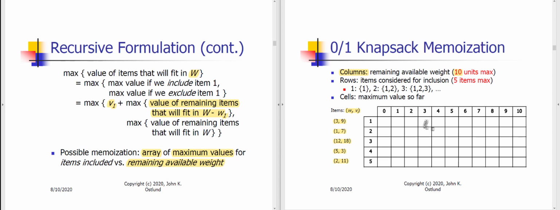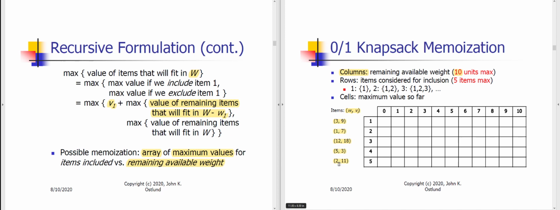So we're not going to be able to record any value if we only have 0 or 1 or 2 units of weight unused in our knapsack. It's only when we get to having 3 unused units of weight that we'll be able to fill in a value of 9 here.